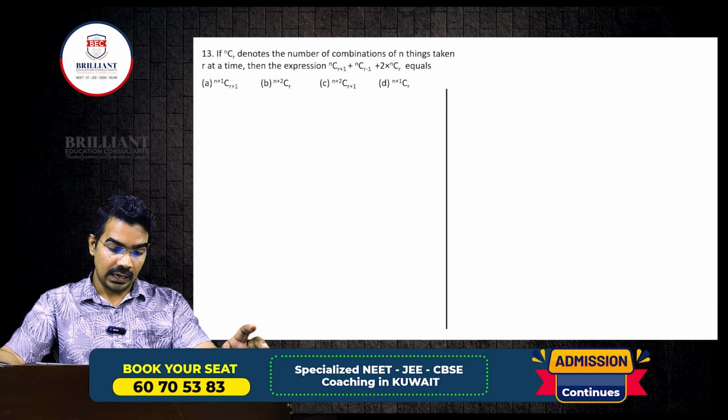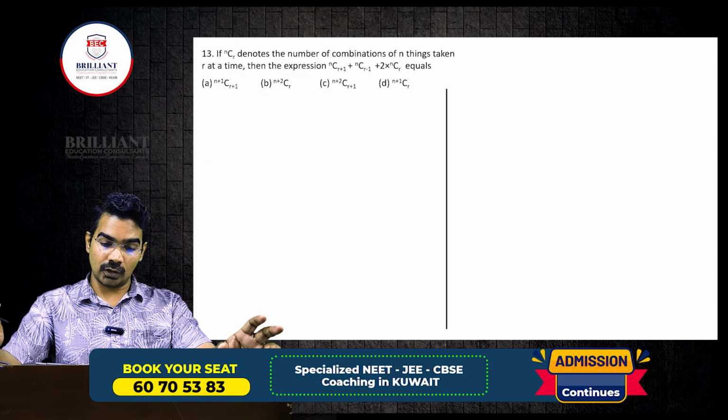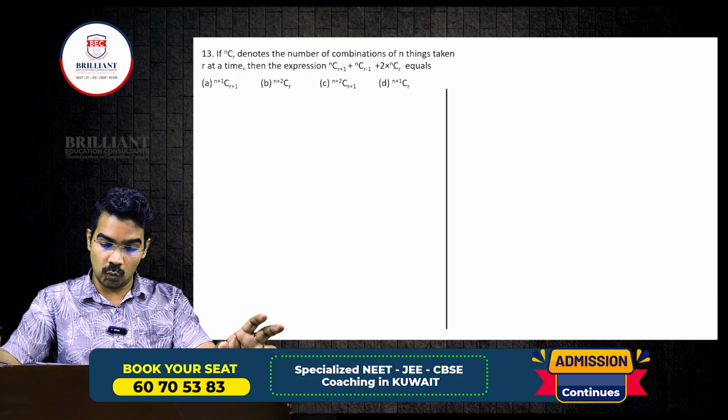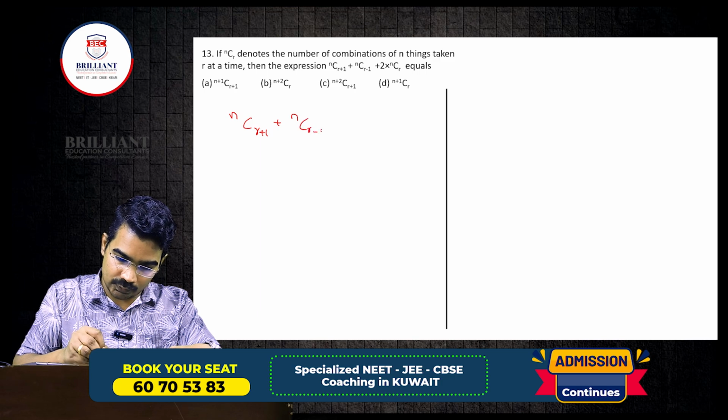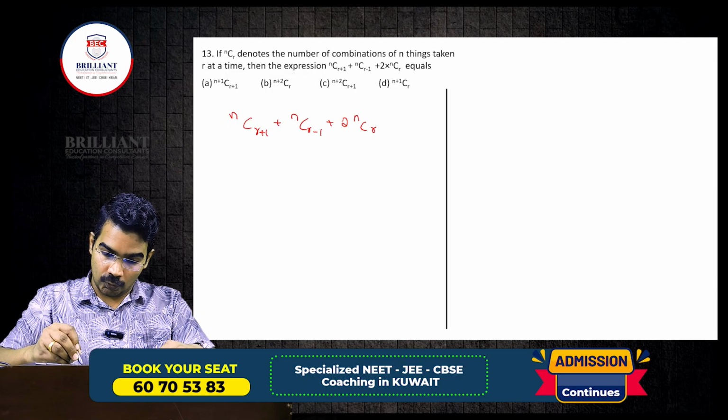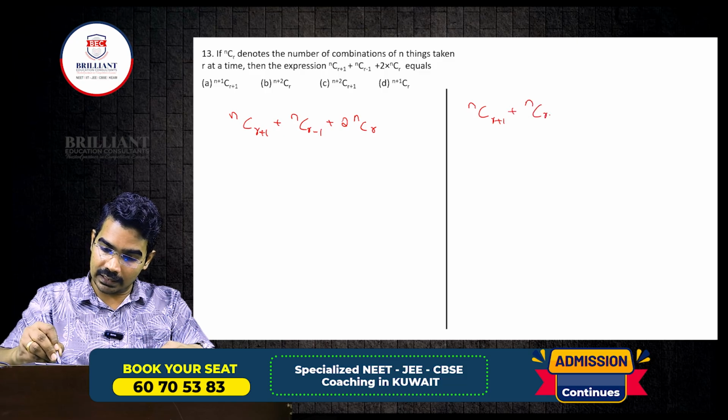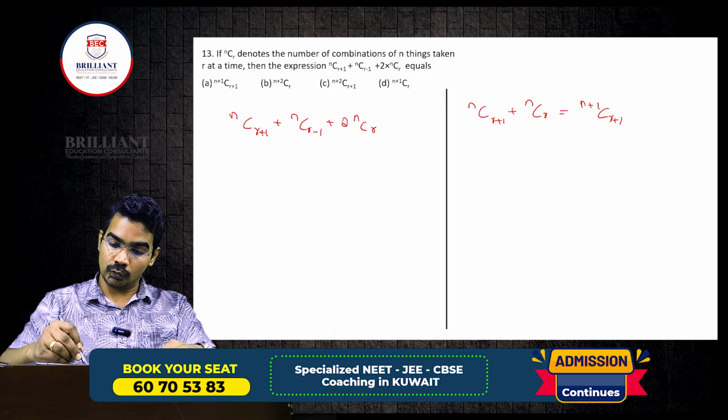So the next question is, if nCr denotes the number of combinations of n things taken r at a time, then the expression nC(r+1) plus nC(r-1) plus 2 nCr is equal to what? So we have to find out nC(r+1) plus nC(r-1) plus 2 nCr. So you should know nC(r+1) plus nCr is equal to (n+1)C(r+1). So we are going to use this principle.